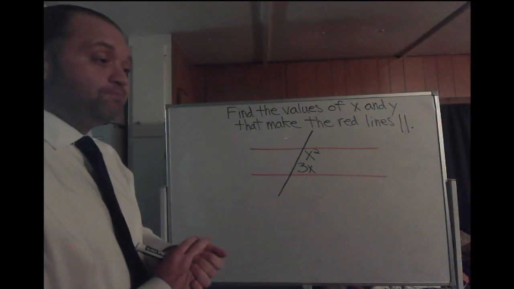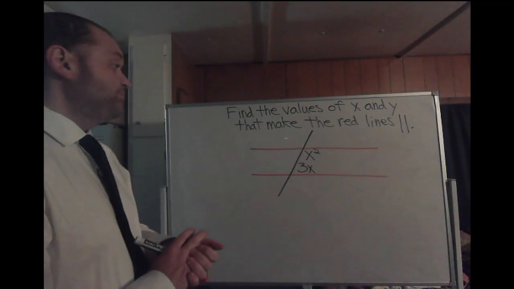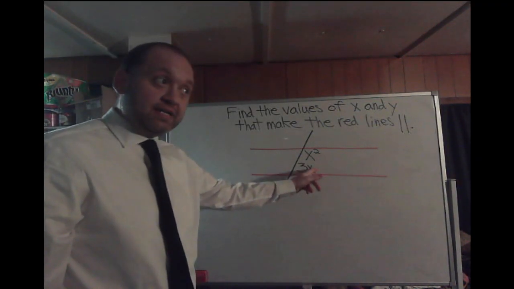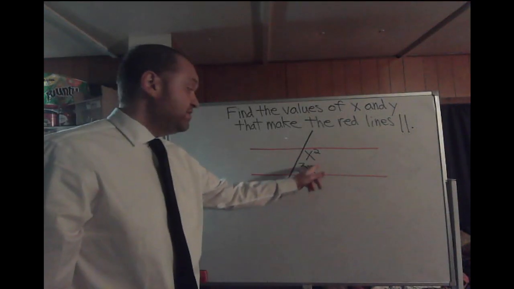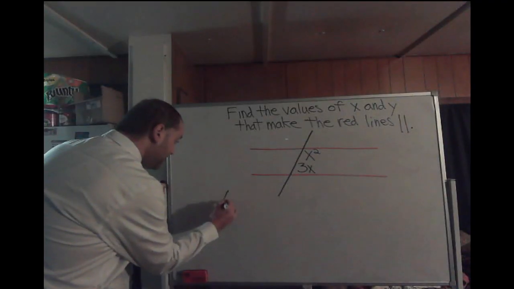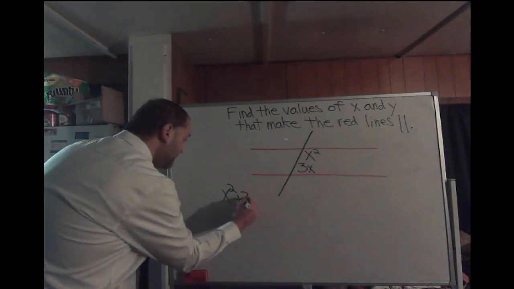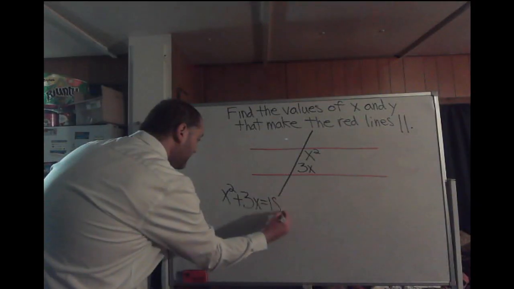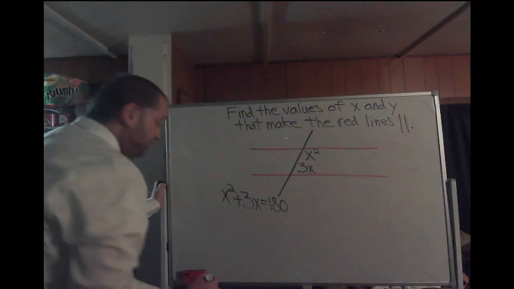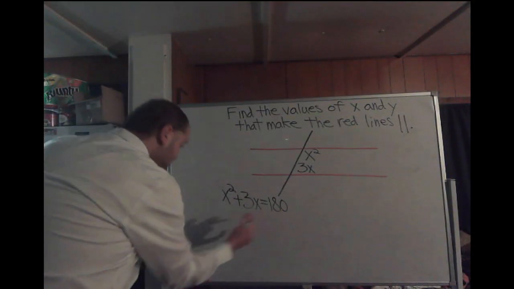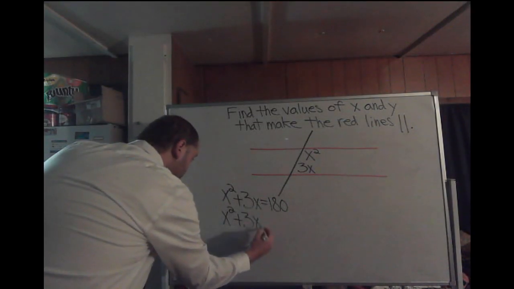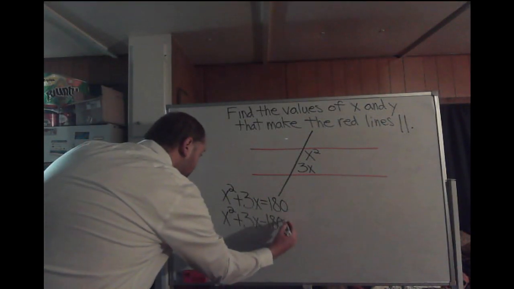Well, we know that if these are parallel, that x squared and 3x are same side interior angles, which would have to mean that they're supplementary. So what you're about to get now is that x squared plus 3x equals 180, right? Well, we have a quadratic equation. To solve this, we want to make the right side equal to 0. So that would turn into x squared plus 3x minus 180 equals 0.